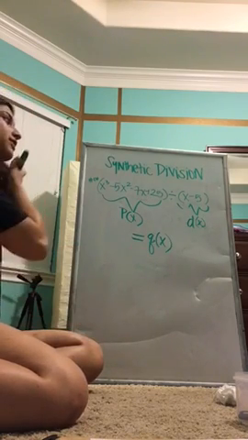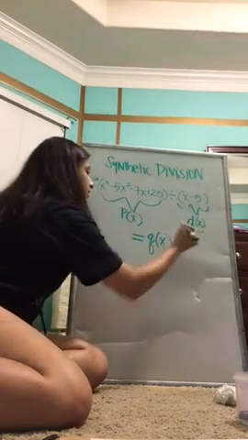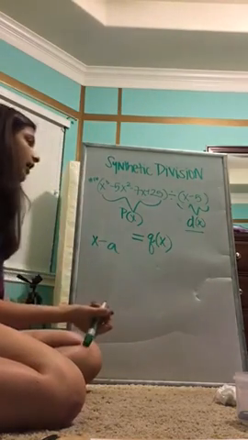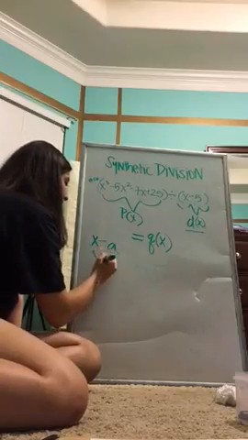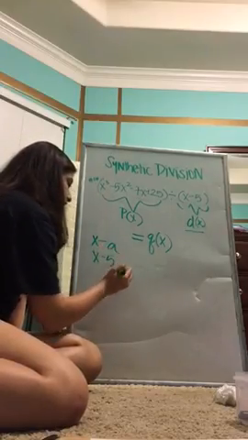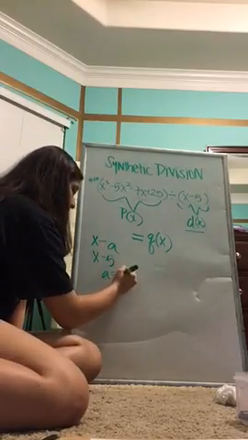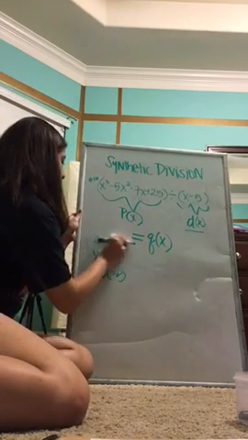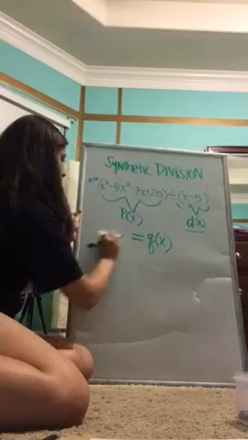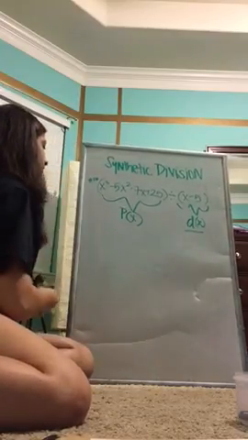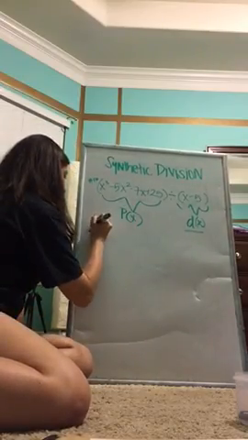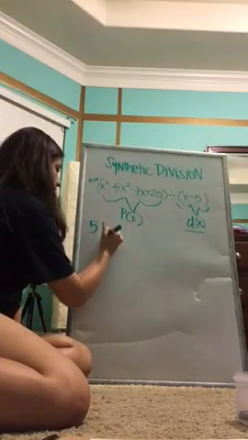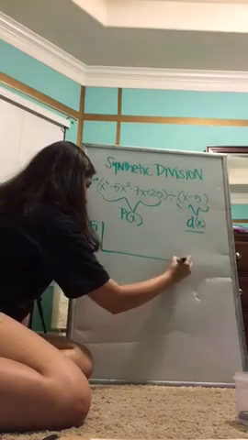Now in synthetic division, the d of x is usually x minus a. In this given problem, we know that d of x is x minus 5, so therefore a equals 5. In synthetic division, you're going to put the 5 at the top, and you're going to draw a line to separate it.